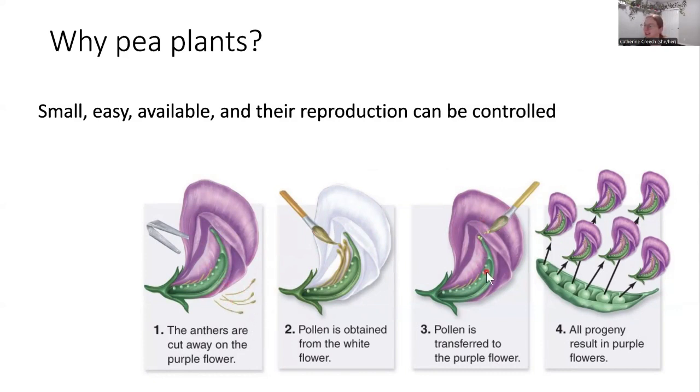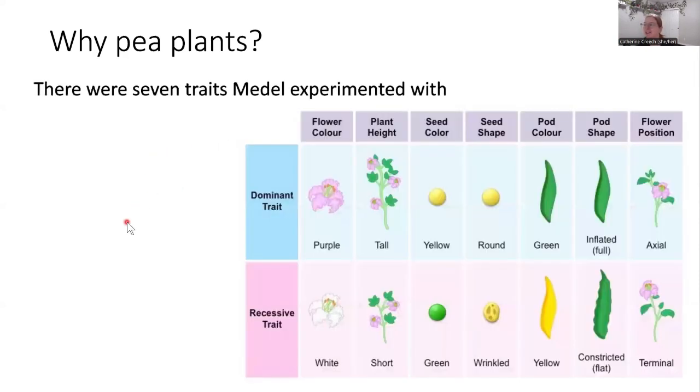And then what he did is he allowed those seeds to develop, and each of those seeds would grow into a new plant. And so he could see how the traits were passed down from generation to generation. Mendel's whole thing was doing this hundreds of times and keeping a great journal of it. So he looked at 7 different traits.